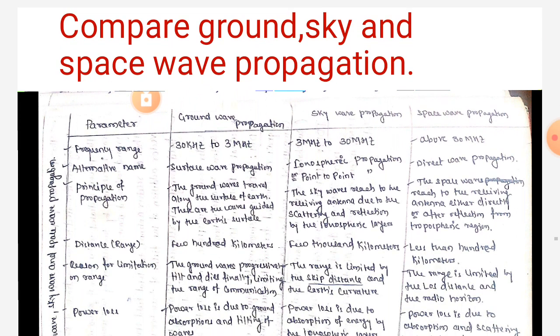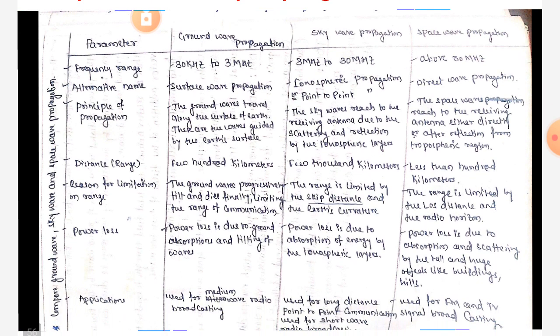Next, here is the comparison of ground wave, sky wave and space wave propagation. Some of the main comparisons are in the form of frequency, alternative name, principle of propagation, distance, reason for limitation on range, power loss, and applications. Please, it is a very important question which carries 10 marks in the examination. Please all the students practice this.